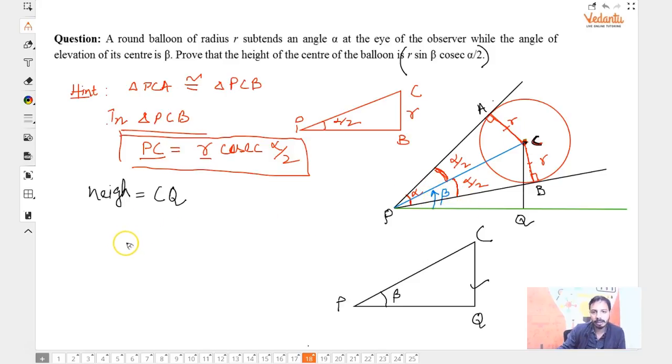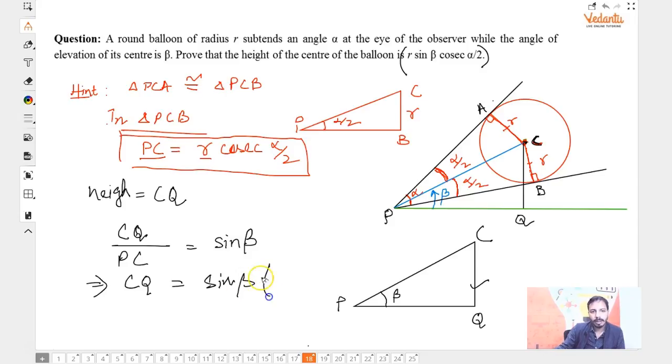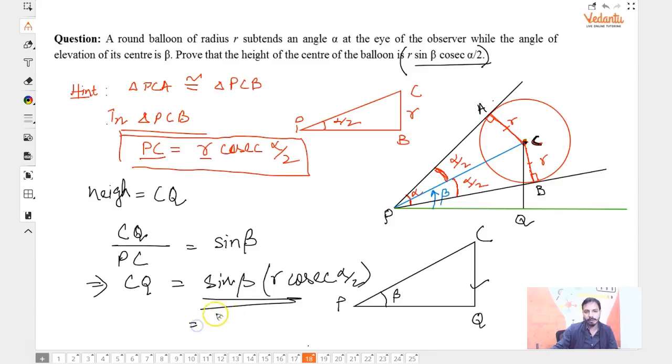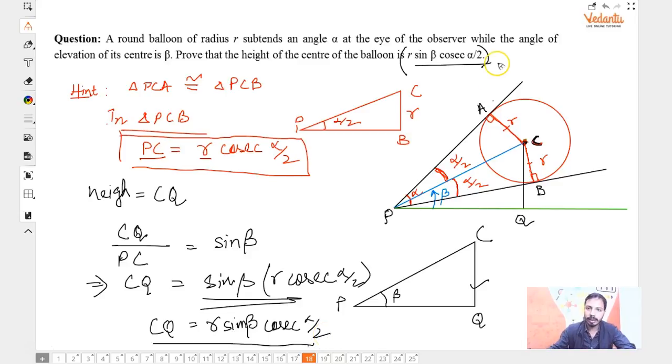Now again we know that height CQ by PC is equal to sine of beta, so CQ can be written as sine of beta into PC. And PC is nothing but R cosec alpha by 2. So thus proved, this is what they are asking. If I rearrange, I can write it as R sine beta cosec alpha by 2. Simple.